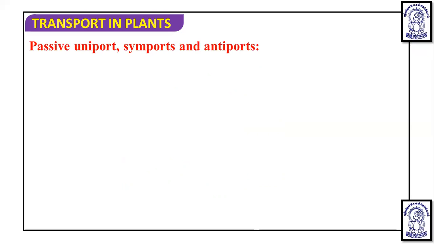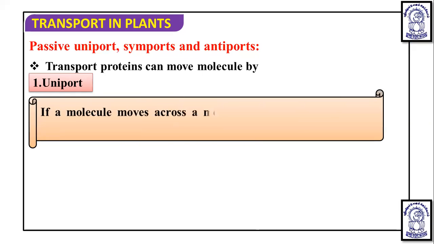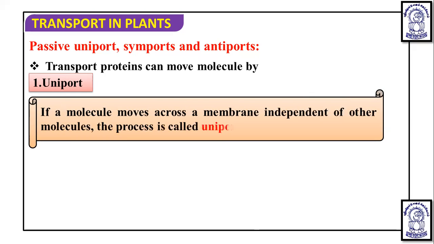So now in this facilitated diffusion, we have to understand the symport, antiport, and uniport. Some transport proteins allow facilitated diffusion only if two types of molecules move together, and some allow only one molecule to enter. First we are going to talk about the uniport. Uni means one direction, and port means transport. So if a molecule moves across the membrane independent of the other molecule, it is called a uniport. And here, obviously, a single protein is involved. This protein is facilitating the transport of one molecule in one direction only.